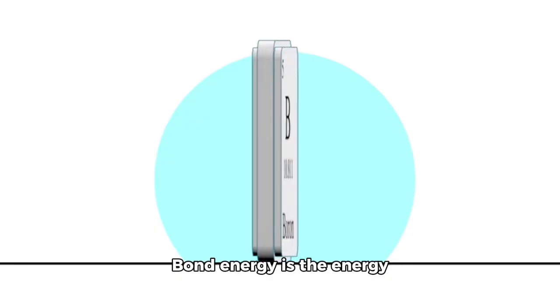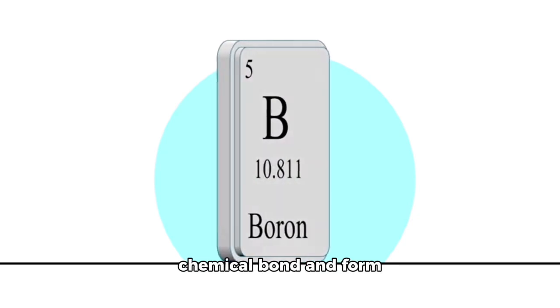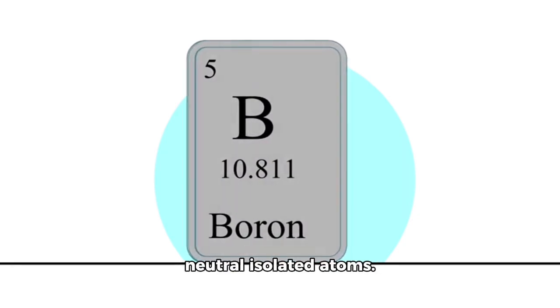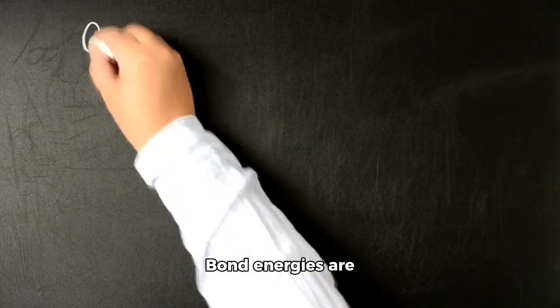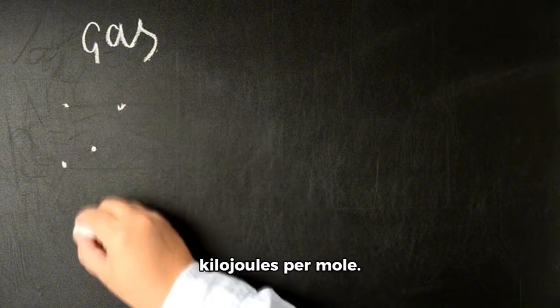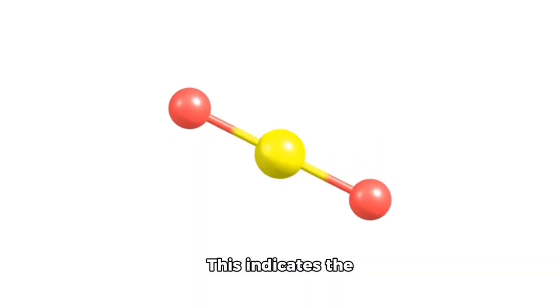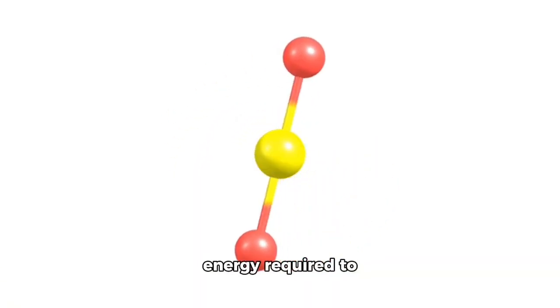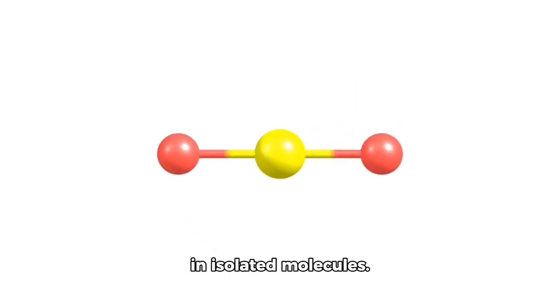Bond energy is the energy required to break a chemical bond and form neutral isolated atoms. Bond energies are usually reported in kilojoules per mole. This indicates the energy required to break 1 mole of bonds and form isolated atoms.